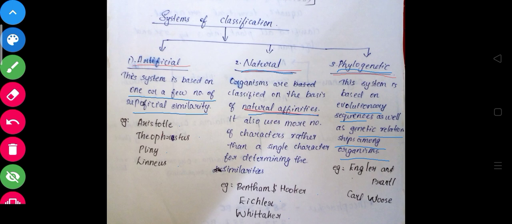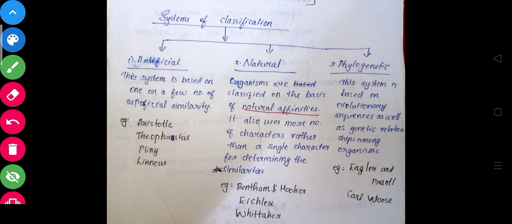Okay, examples of phylogenetic system of classification, we can see that in Engler and Prantl's classification and Carl Woese's classification. So the three systems of classification are artificial system of classification, natural system of classification and phylogenetic. The main feature under artificial is that it is based on superficial similarity, and natural is based on natural affinities, and in phylogenetic it is based on evolutionary sequences.